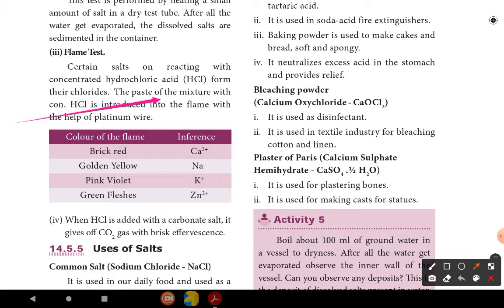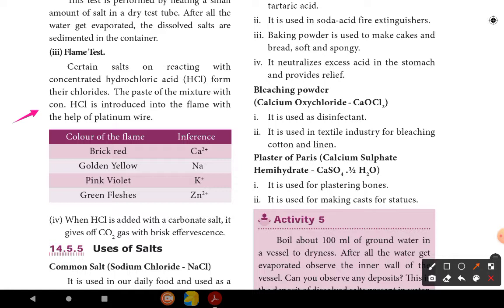Then the paste of the mixture with concentrated hydrochloric acid is introduced into the flame with the help of a platinum wire. So what they are saying is, you have to take the salt, moisten it with hydrochloric acid, just put it inside water, make a mixture, make a paste of the mixture and then you introduce it into the flame, the Bunsen flame, with the help of a platinum wire.